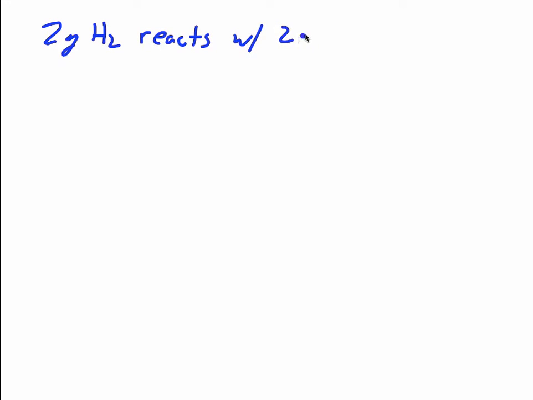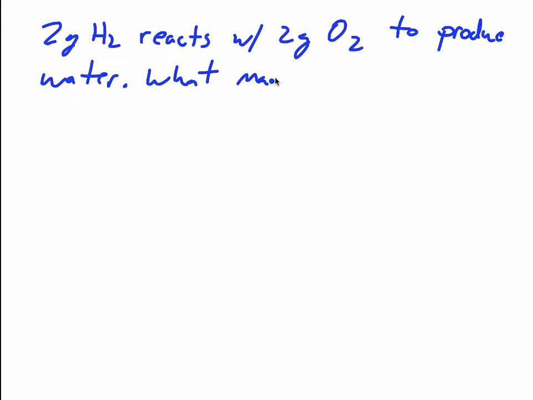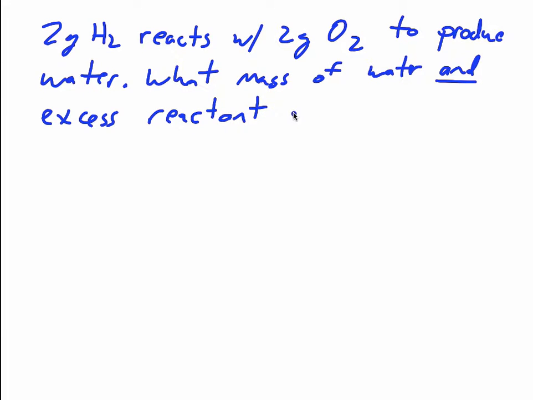So I'm going to do 3 sample BCA calculation problems. In this first one, there is 2 grams of H2 that reacts with 2 grams of O2 to produce water. What mass of water and excess reactant exists when the reaction is complete? So I'm going to go ahead and do that.